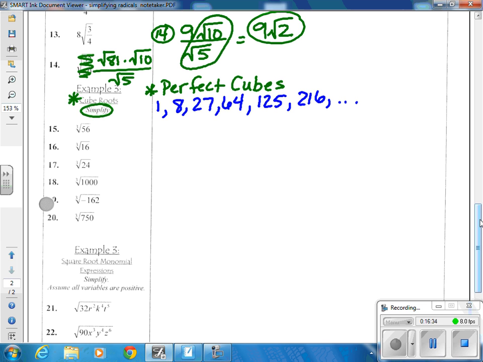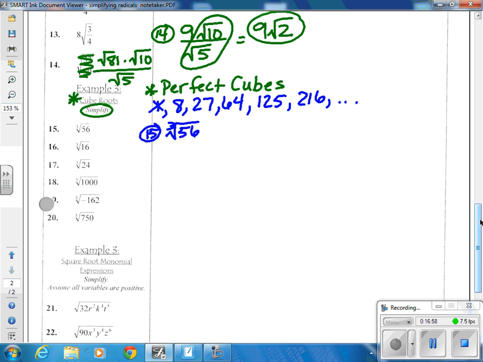All right, so you do this exactly the same way, except instead of breaking it down into perfect squares, you break your number down into perfect cubes. So I'm going to do 15, 18, and 20, and then you're going to try the rest on your own. All right, so for number 15, I've got the cube root of 56. You have to take one of those numbers from the list that we just created, and you cannot use the 1. 1's not allowed for anybody. You've got to use something else.